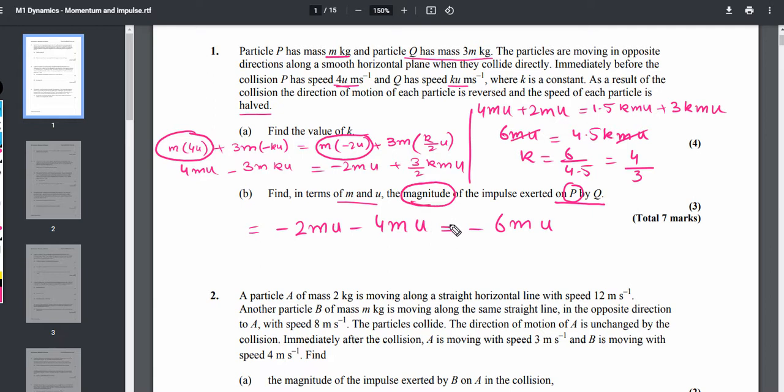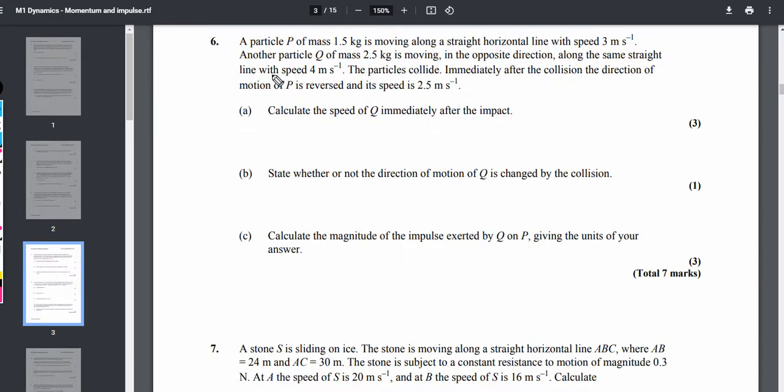So because we are asked only about the magnitude, so it will be 6mu. This negative sign is showing the direction of the momentum that is to the left, because we have taken the direction of momentum positive to the right and negative to the left. So it will be 6mu. So that's the answer. So this is it for this question. Now we'll see another one.